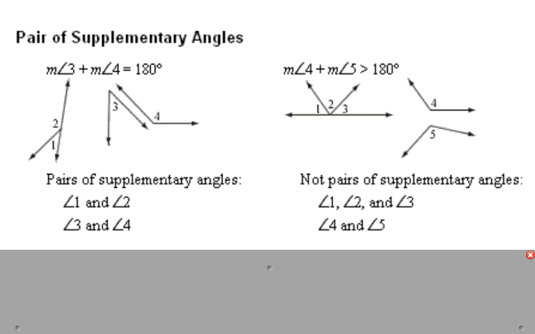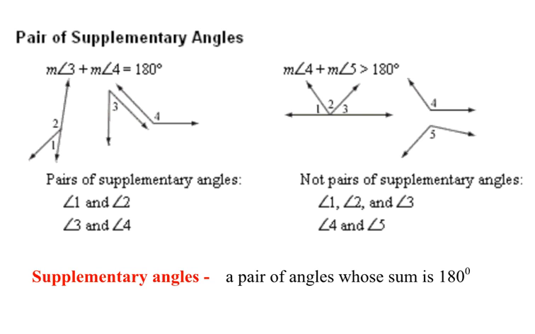How about supplementary angles? On the left, we are told that the sum of the angles 3 and 4 is 180 degrees, and therefore they are supplementary angles. We can also see in this figure that angles 1 and 2 form a straight line, and therefore they must have a sum of 180 degrees, and thus are supplementary angles. On the right, angles 4 and 5 do not add up to 180 degrees, therefore they are not supplementary angles. And we see that angles 1, 2, and 3, all three together add up to 180 degrees. But that trio of angles is not supplementary. So what's your definition? A pair of angles whose sum is 180 degrees.